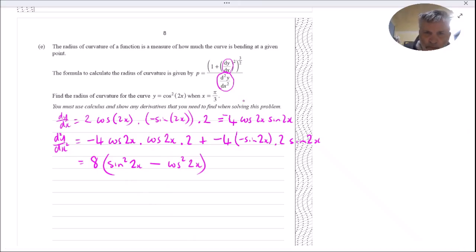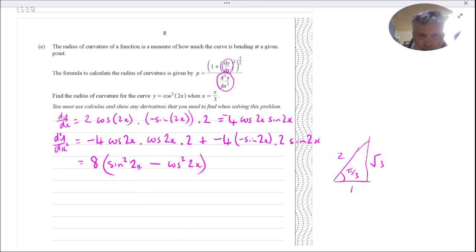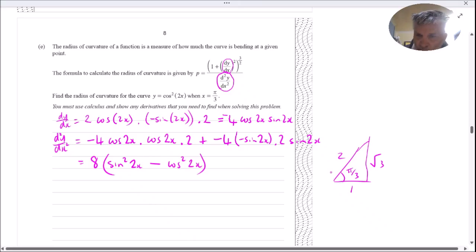So we want these at x equals pi over 3. Pi over 3 is again the same special triangle we had before. This angle here, though, now is pi over 3. Oh well, actually we should get twice that, so we get 2 pi over 3. That's all right. We can work that out.